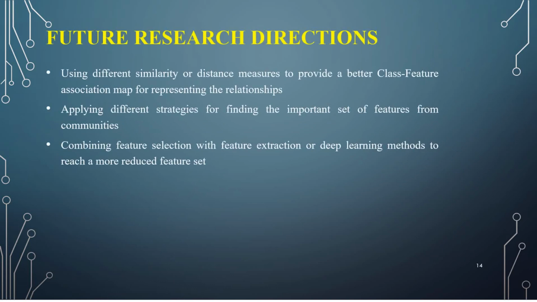For future work, we can test different similarity or distance measures to provide a better class feature association map for representing the relationships. We can also apply different strategies for finding the most important features from communities. And it would also be valuable to combine feature selection with feature extraction or deep learning methods to reach a more reduced feature set.